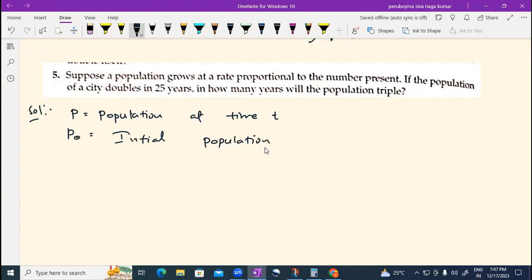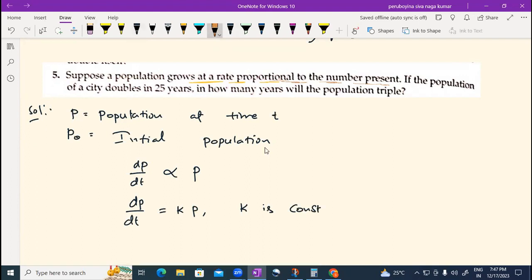Okay. So he said rate means dp by dt. Proportional means like this. Proportional to the number present, and the number present means how much p. So we will choose a constant. So dp by dt is equal to k into p, where k is some constant.